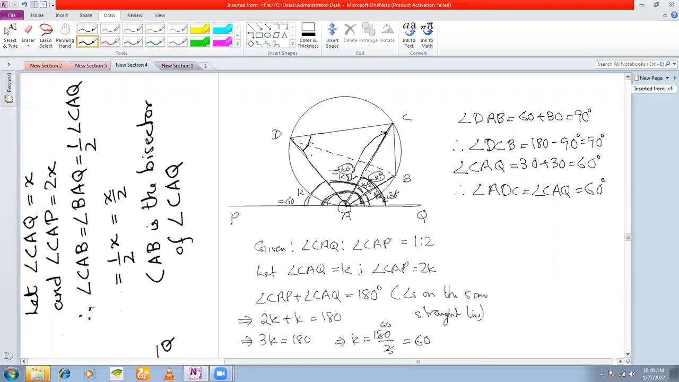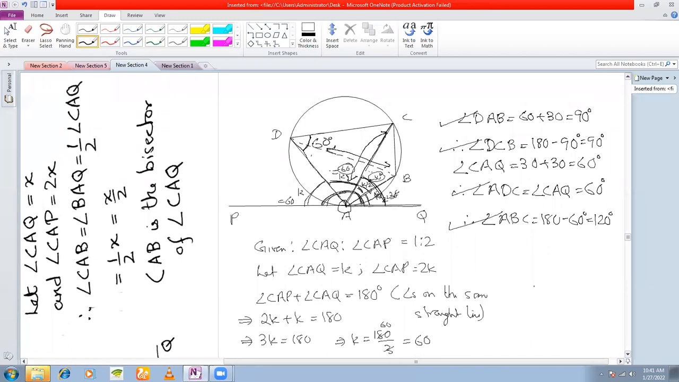And once you get this angle as 60 degrees, these two are opposite angles of the cyclic quadrilateral. That means angle ABC must be equal to 180 minus 60, which is equal to 120. So what are the angles of the cyclic quadrilateral? DAB we have got as 90, DCB we have got as 90, angle ADC we have got as 60, and angle ABC we have got as 120. These are the four angles of the cyclic quadrilateral.